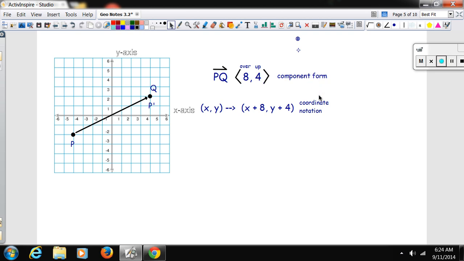That's called component form. This is called coordinate notation. And this little symbol is a vector symbol. Vectors tell us exactly how far things move and how big it is and stuff like that. Okay, moving on to the next one.